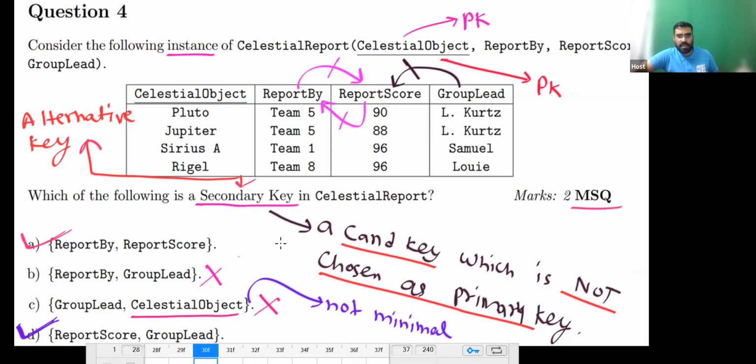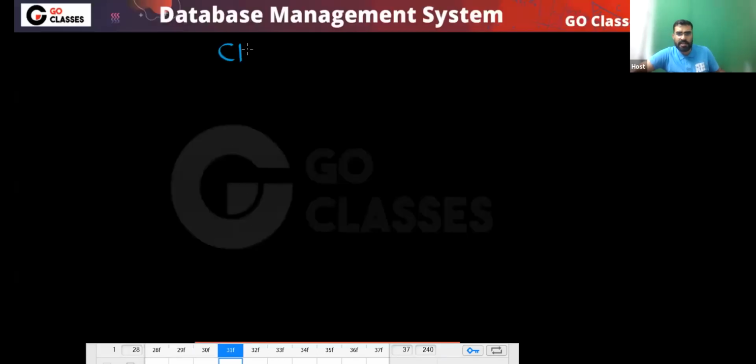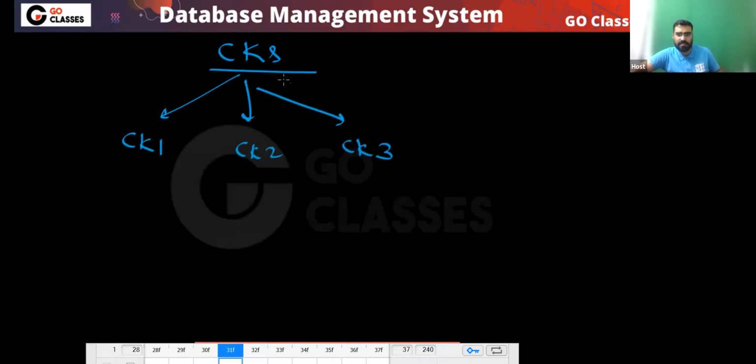Okay, so the secondary key should be minimal. Look at the definition. A secondary key is a candidate key which is not the primary key. See, there can be many candidate keys. We have already seen this. You can have many candidate keys.